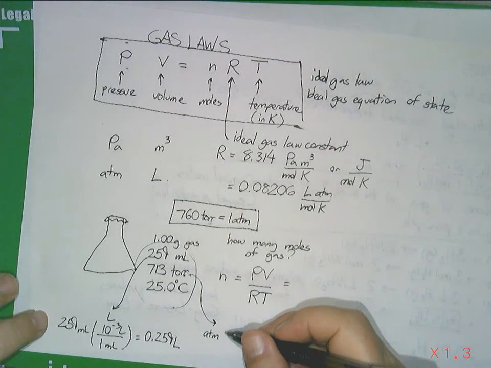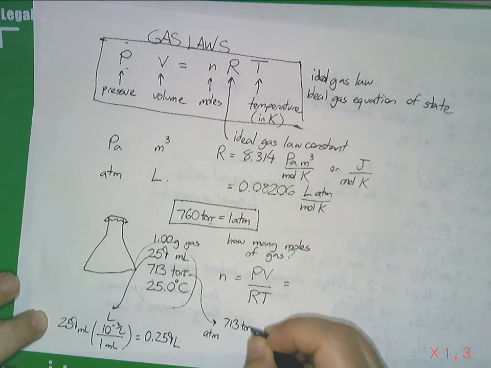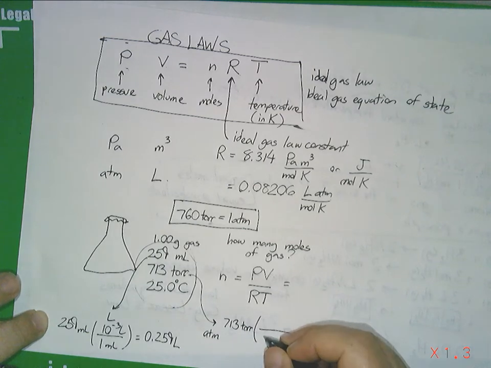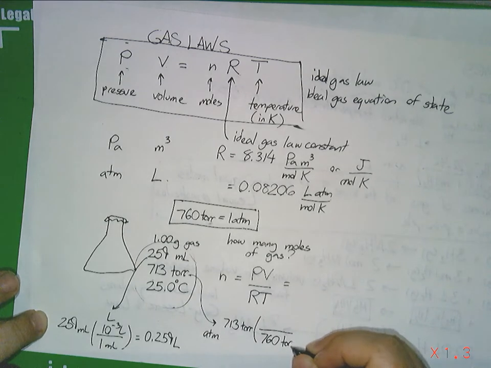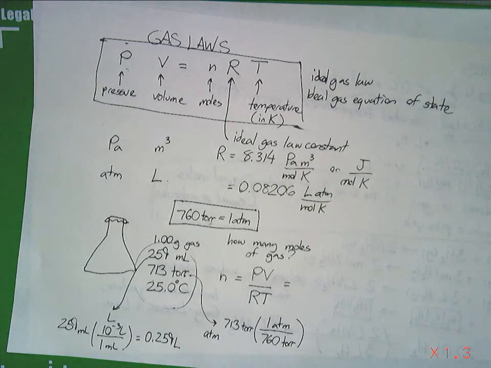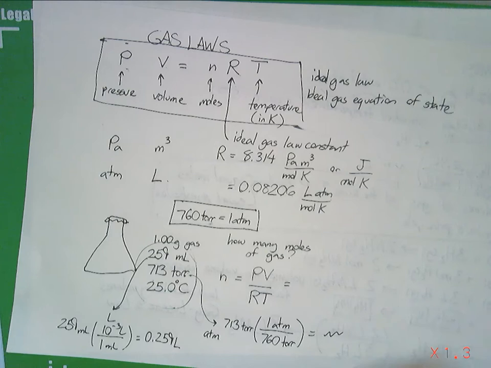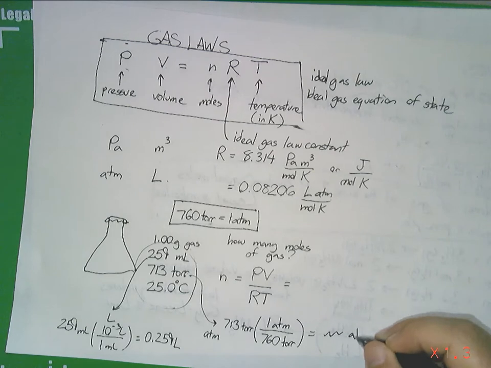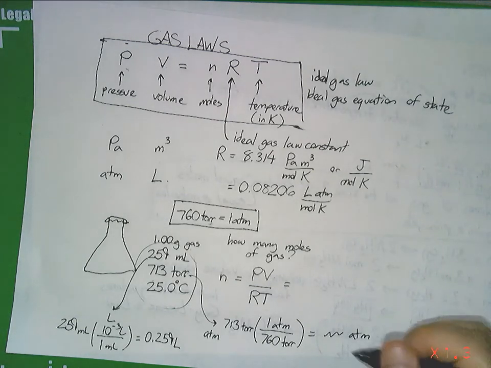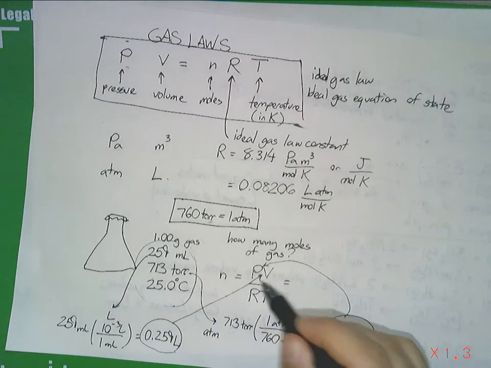And if I go ahead and figure out how many atmospheres I have, I've got 713 torr, and there are 760 torr in 1 atmosphere. So if I divide 713 by 760, I'm going to get whatever the pressure is. 0.93, something like that. Now, I can plug whatever I get for that in for P, plug this in for V.